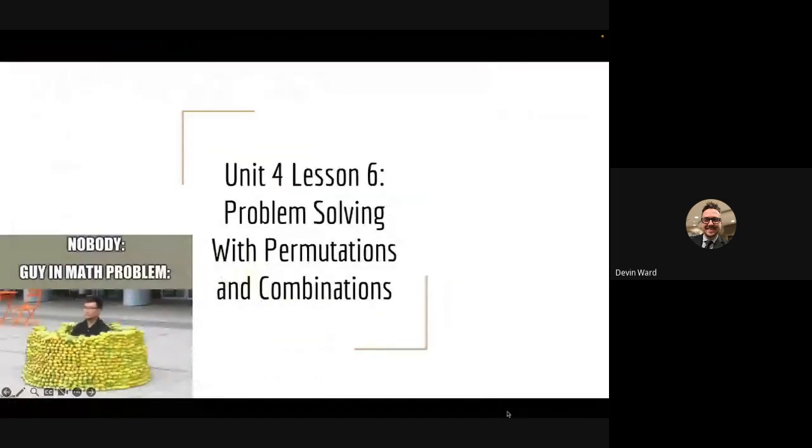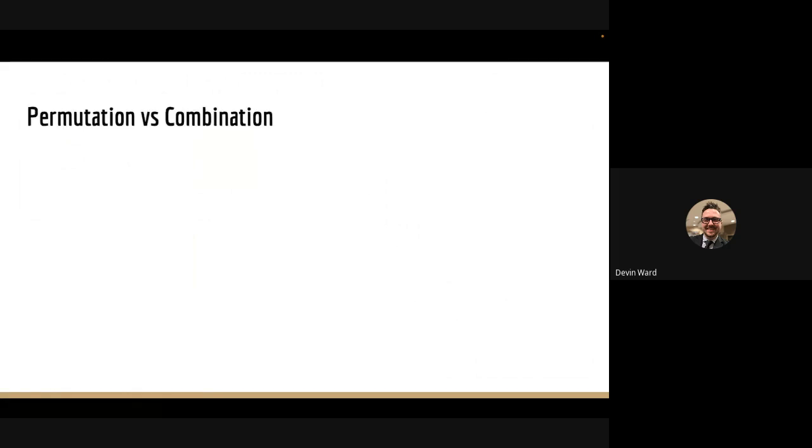Okay, hello everyone. Welcome into our final lesson of unit number 4. This one's going to be about how we problem solve with permutation and combination, okay? So when we get to this section, they're all going to be mixed together. So the first thing we want to do is just identify whether we're dealing with a permutation or a combination.